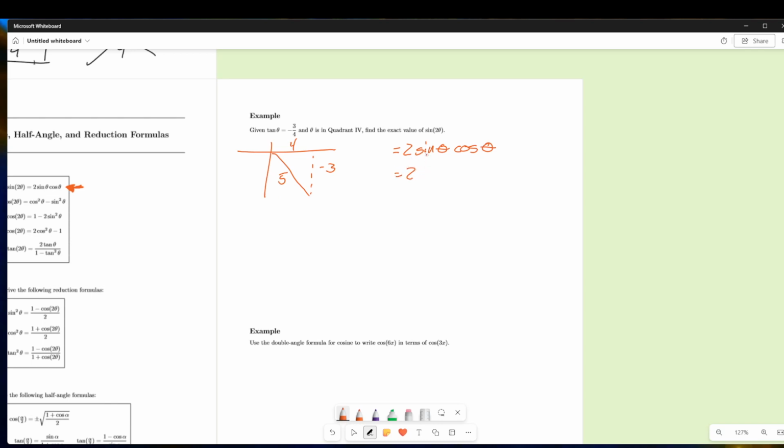But then we get 2 times the sine of theta, and the sine over here has to be -3/5. Cosine of theta, x over r, so +4/5. And we get 2 times -12/25, which turns into -24/25. Same thing it did before.